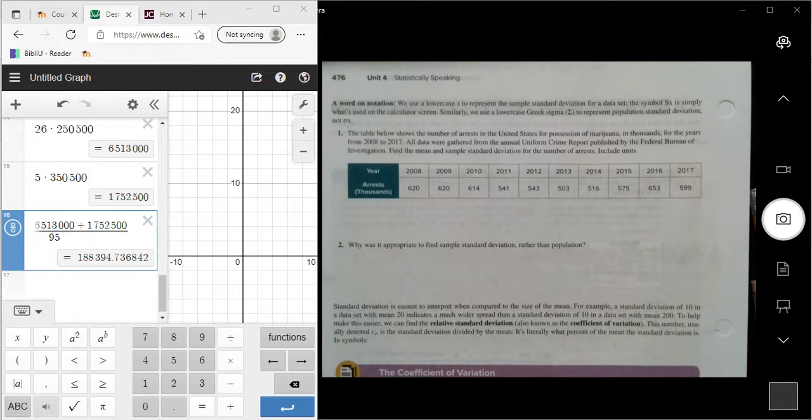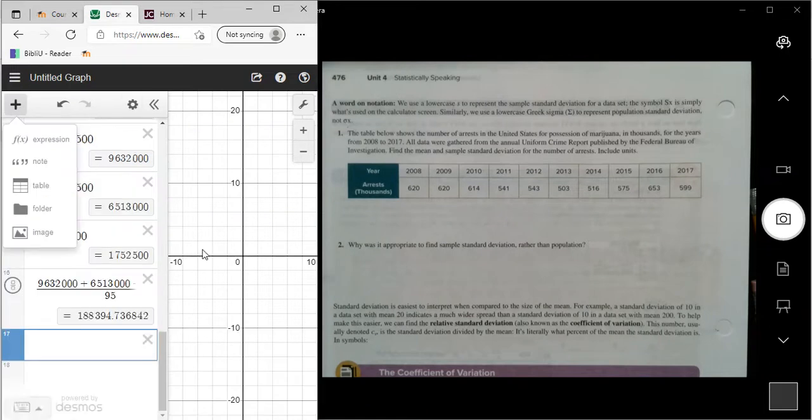Okay, so it says here, the table below shows the number of arrests in the United States for possession of marijuana in thousands for the years from 2008 to 2017. All data were gathered from the annual Uniform Crime Report published by the Federal Bureau of Investigation. Find the mean and sample standard deviation for the number of arrests, include units. All right, so we need to find the mean. Now, I'm going to show you how to do this on the calculator because we found the mean before.